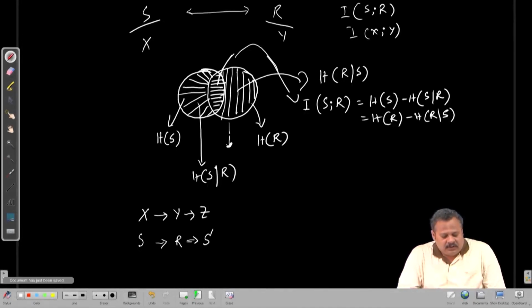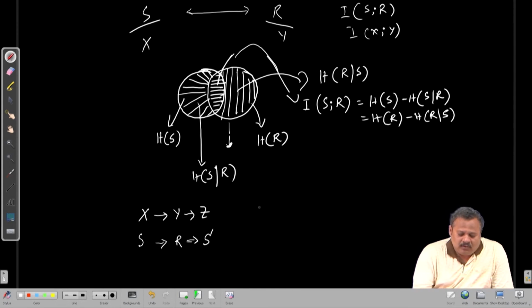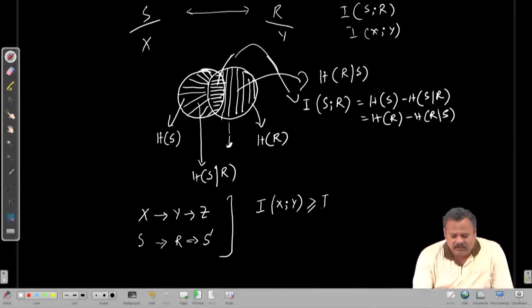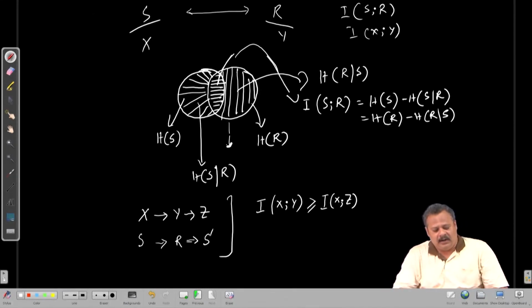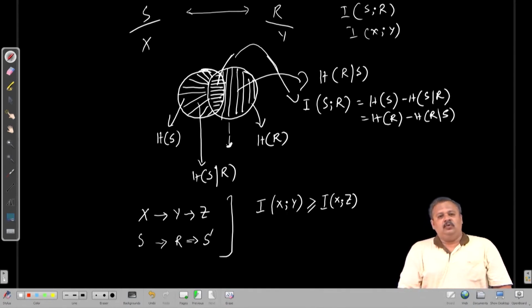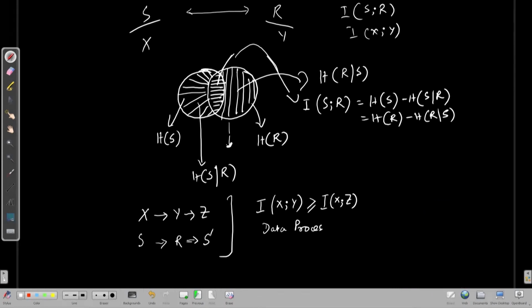In such a scenario, what has been shown is that the mutual information between X and Y is greater than or equal to the mutual information between X and Z. That is, by processing a random variable to a new random variable Z, we actually lose information. This is what we call the data processing inequality.